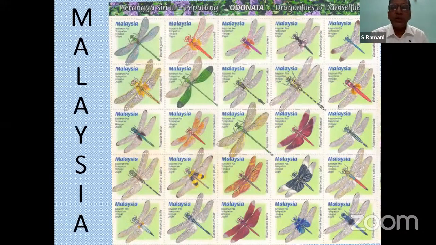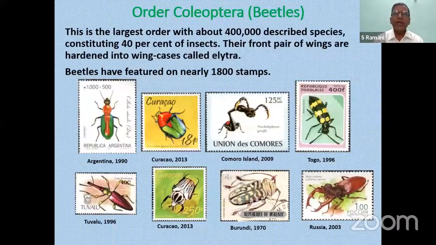I won't be going into all the stamps order by order because that would have taken a lot of time. I thought some interesting aspects can be projected using some of the stamps, but I'll just share with you two orders which may be of interest. One is Coleoptera and the other is Lepidoptera. These two orders I will be talking to you about very, very briefly.